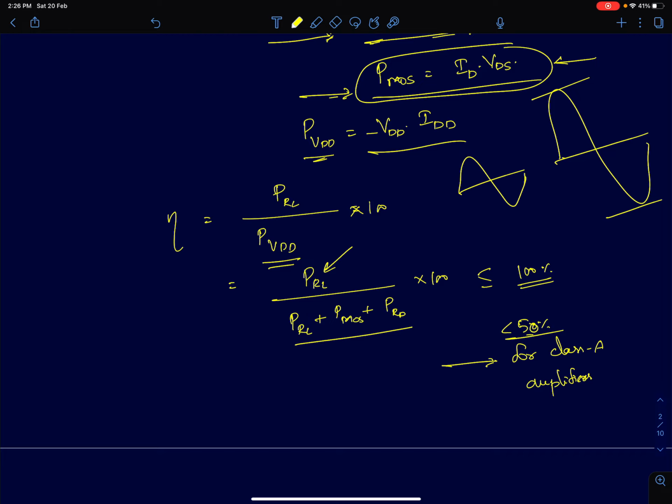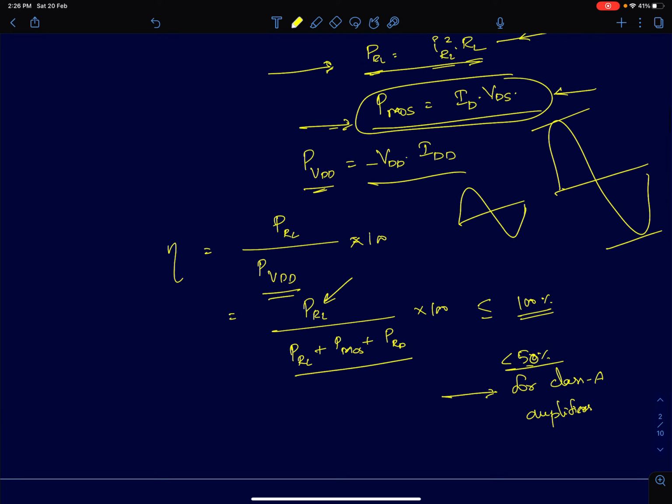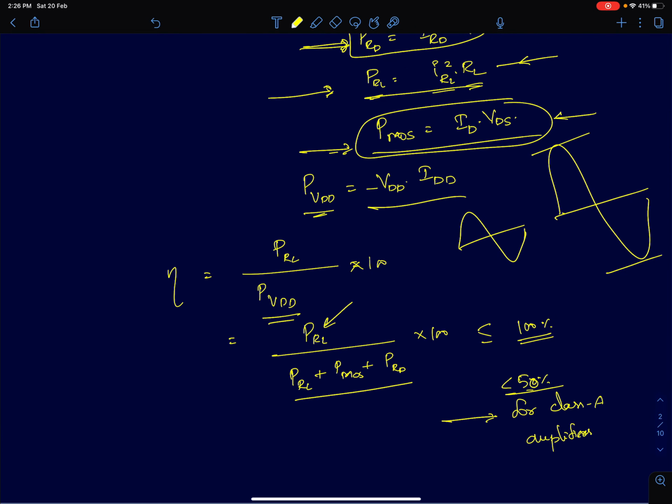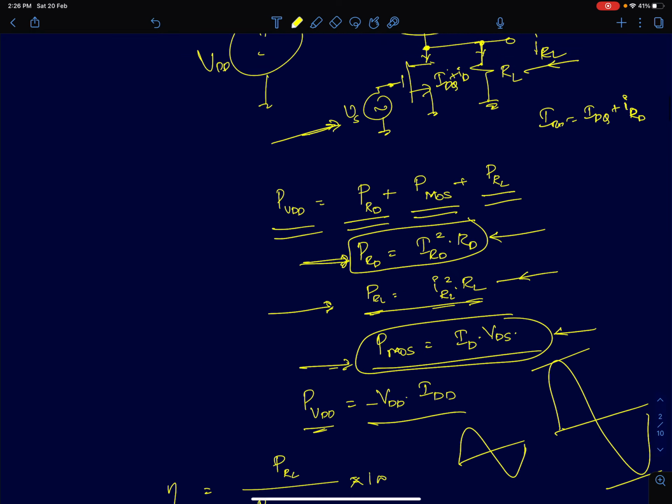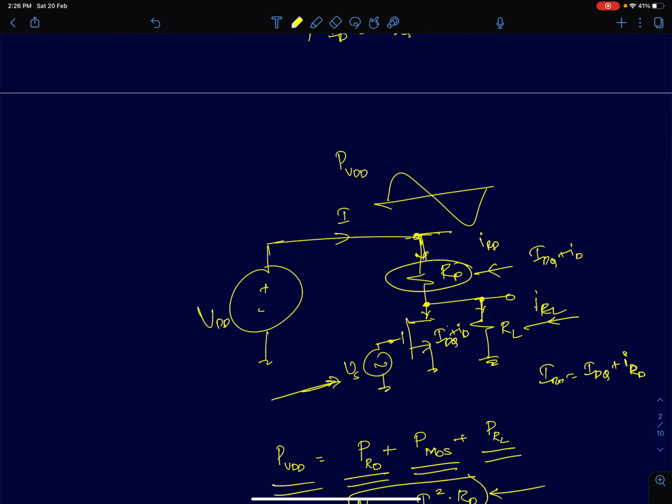Okay, so that's a very brief point about power dissipation in an amplifier which I wanted to discuss. Just wanted to tell you that the power that's being delivered to the load resistance comes entirely from the supply voltage. It's the supply voltage that's actually giving that power.